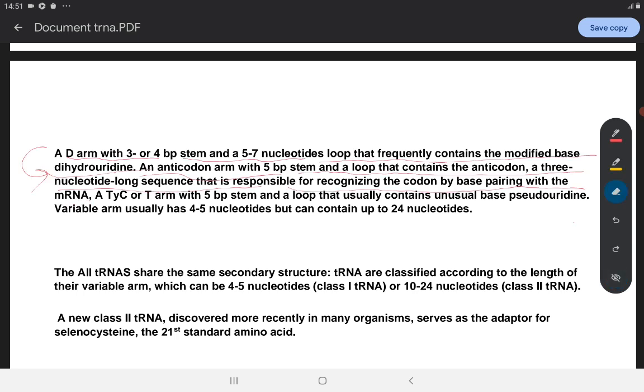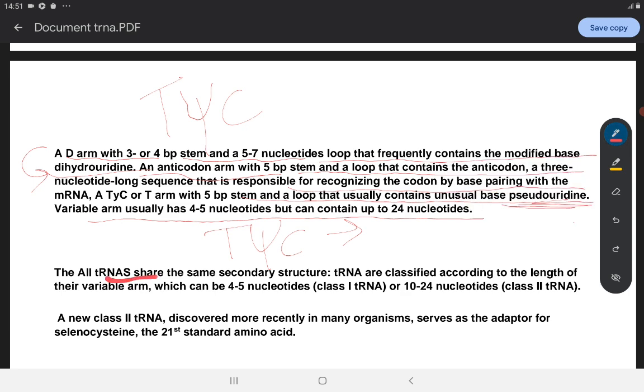Now TYC, again I would like to say that wherever there is TYC, it's actually not TYC but T-Psi-C. Okay, T-Psi-C loop or T arm with 5 base pair stem and a loop that usually contains the unusual base pseudouridine. So T-Psi-C contains pseudouridine, another unusual base. Now variable arm usually has 4 to 5 nucleotides but can contain up to 24 nucleotides. Okay, so that's about the variable arm of the tRNA.